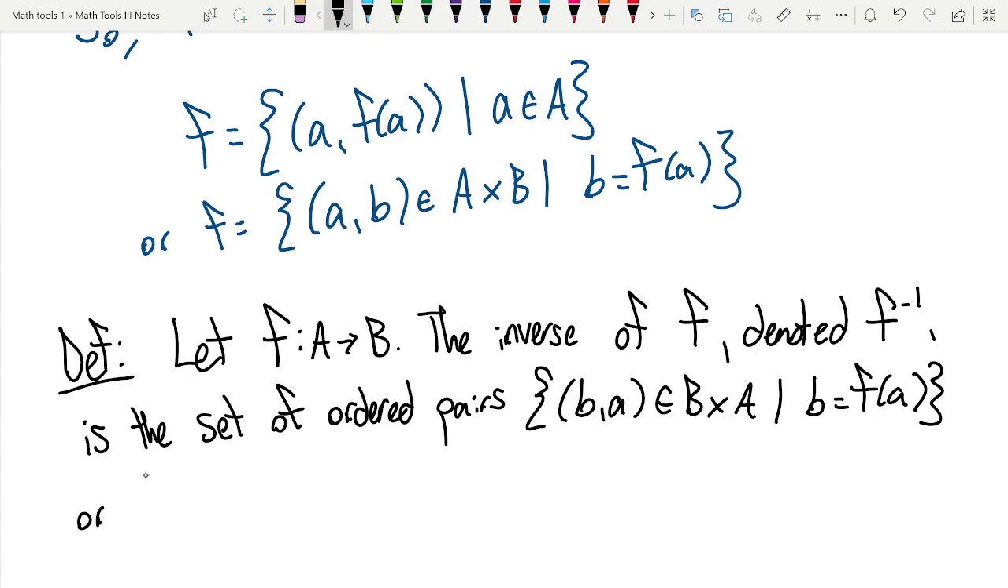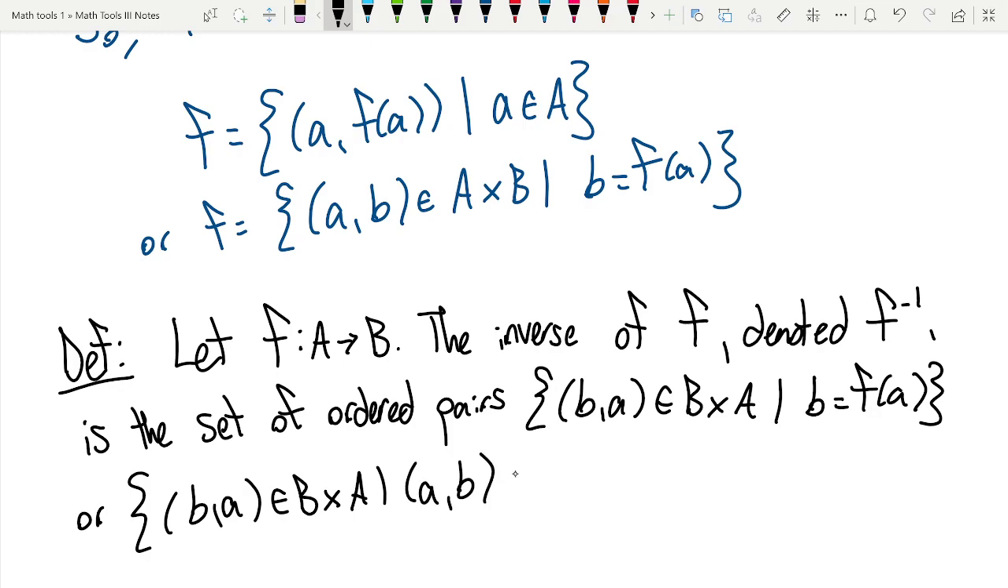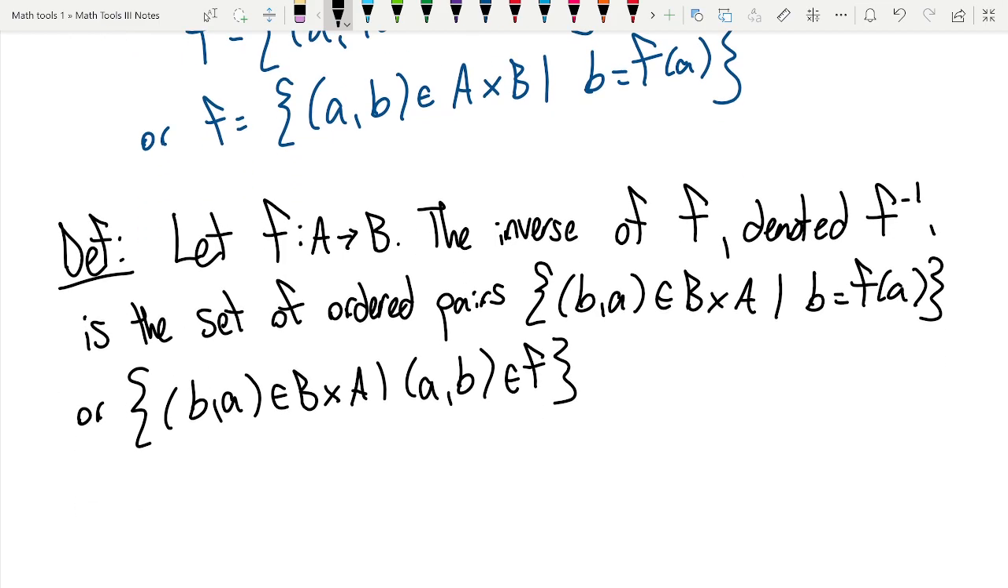So we could also write this as (b, a) in B cross A, such that (a, b) is in f. Okay, now really thinking of f as a set here, right? Now, there's a few things that are interesting about this definition that might not be apparent at first sight. First of all, note that there's no condition on f for f inverse to exist, like we had before, right?